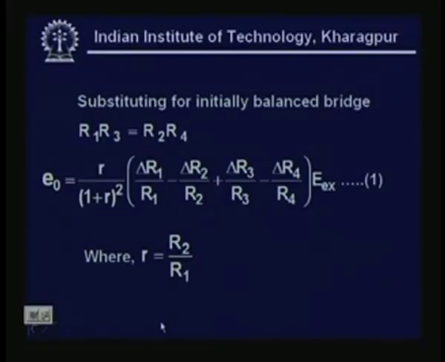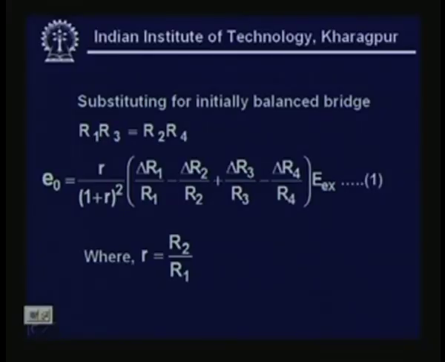Here, small r equals R2 by R1. So, if all the resistances are initially equal, that means R1 equals R2 equals R3 equals R4, in that type of situation, this factor will be simply 1, right.